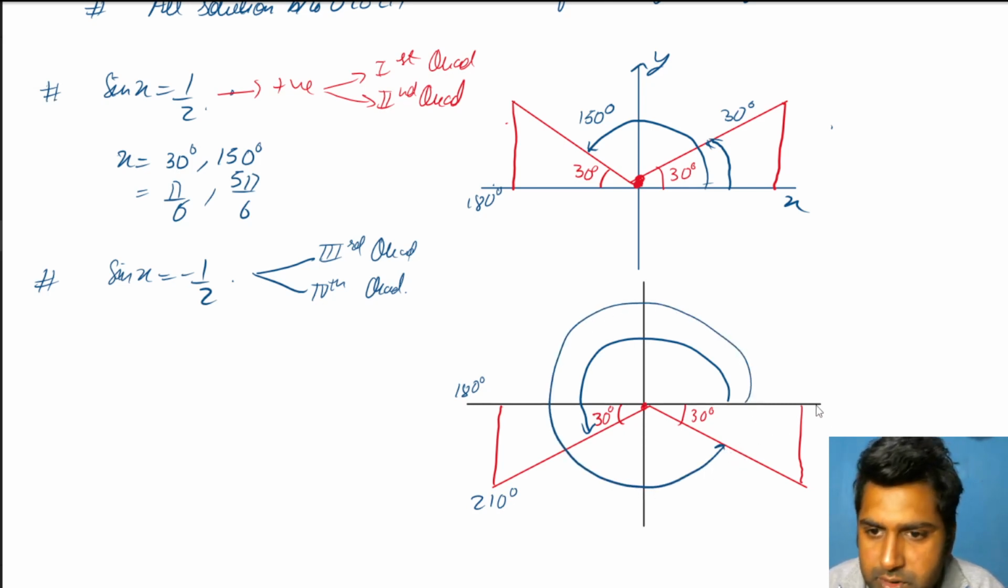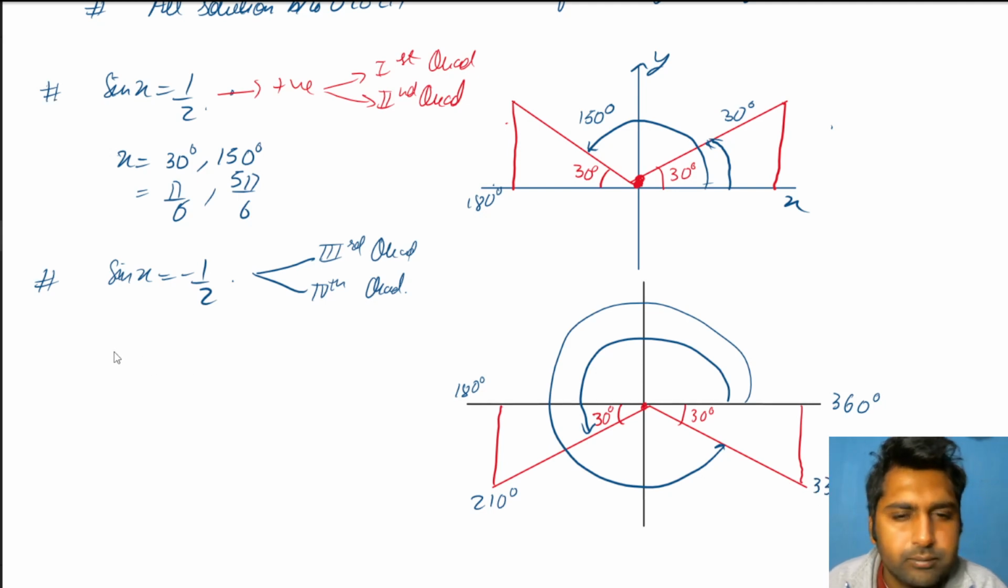And for this one, how much can we measure? This complete angle is 360 degree. We have to move slightly less than 360 degrees. 360 minus 30 gives you 330 degree. This is the benefit of making that basic triangle and judging the quadrant.